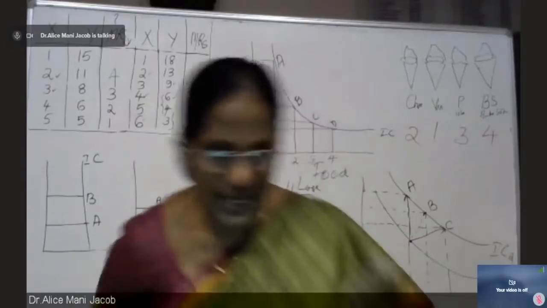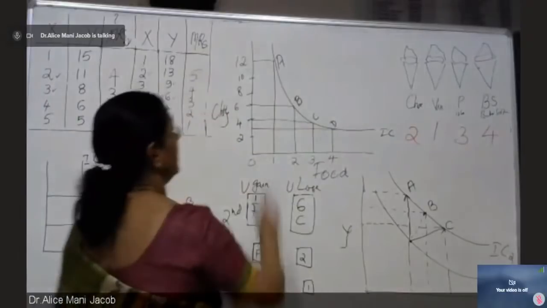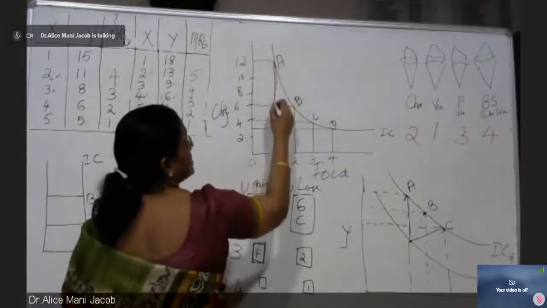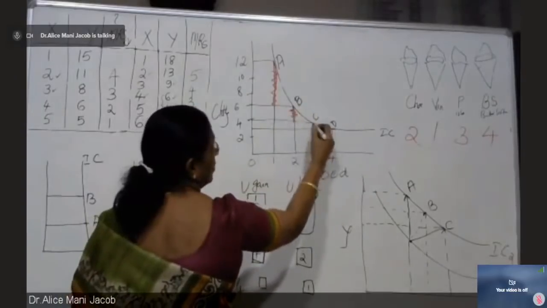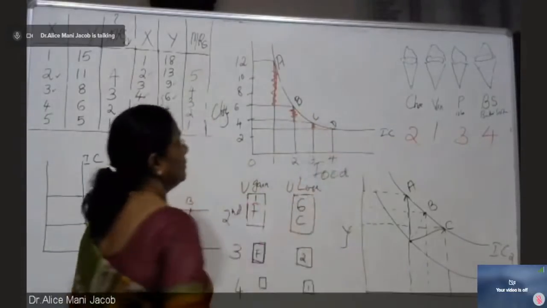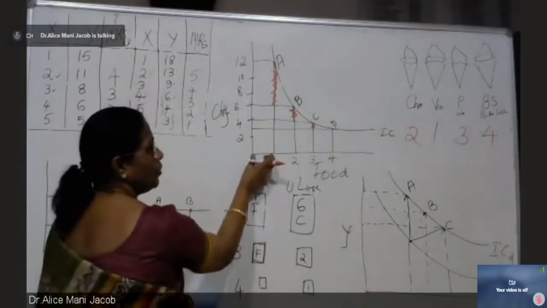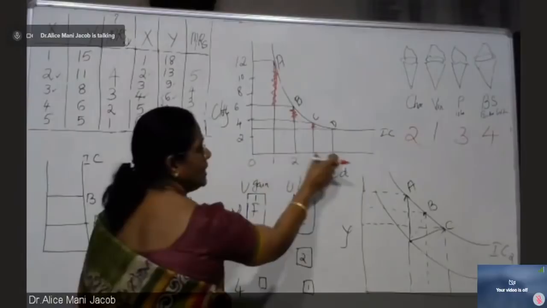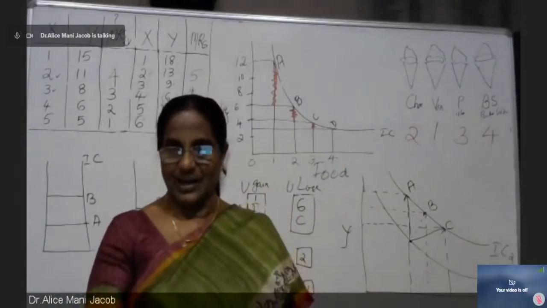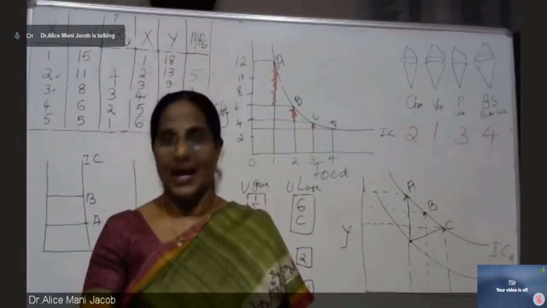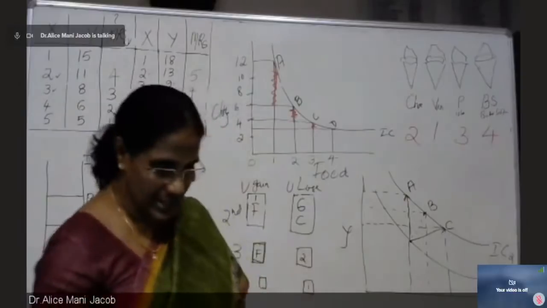So you can see in this diagram what is marginal rate of substitution. This is the first, this is the second, this is the third, and it goes like that. Each time you find the increase in X is constant, but the decline in Y is decreasing. And so this gives the shape of the indifference curve.